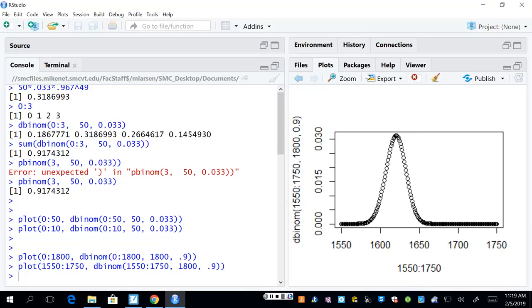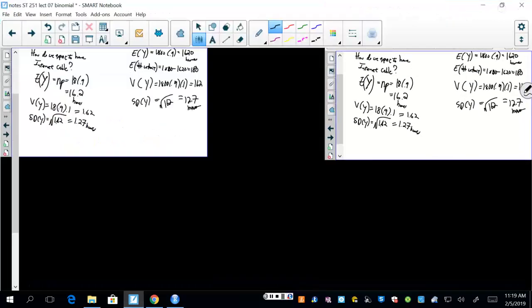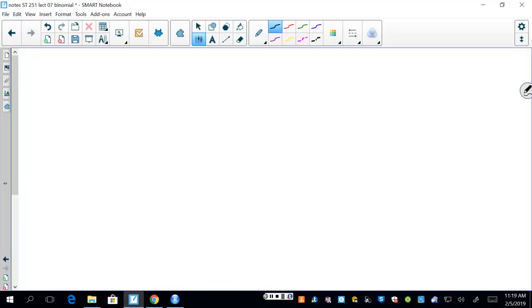Any questions about this? There's one other way to get at the mean and variance for this. There are two little things, to kind of wrap this up. What value of P gives the largest variance?